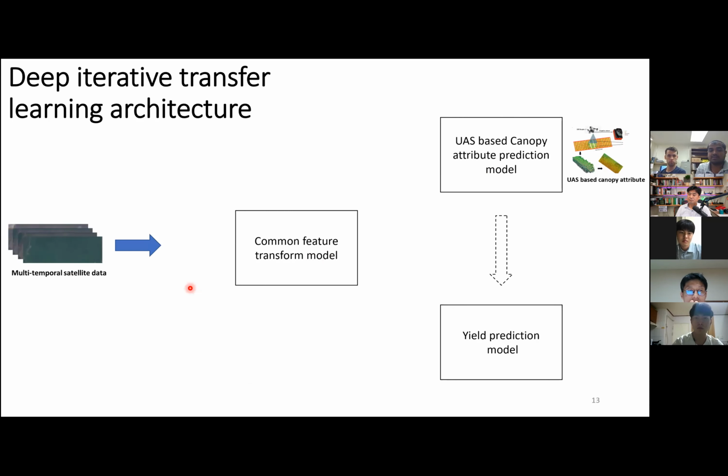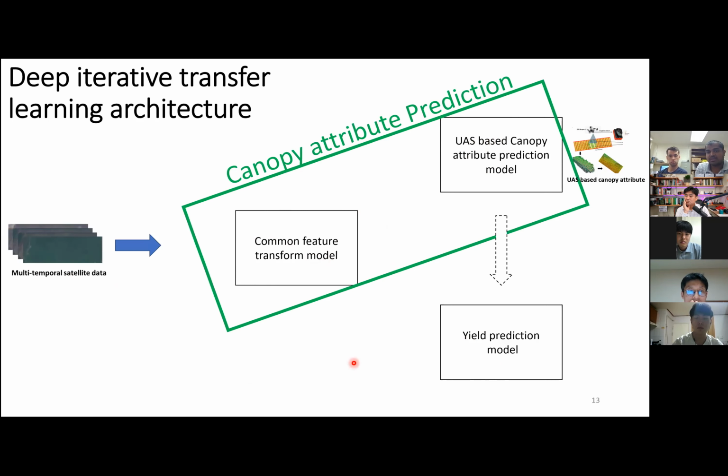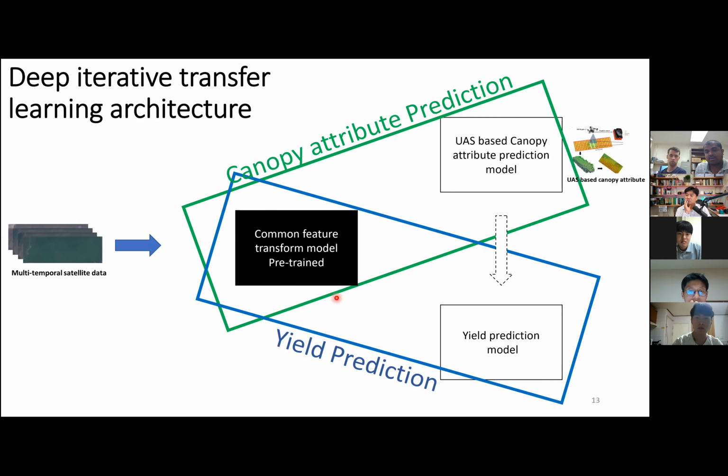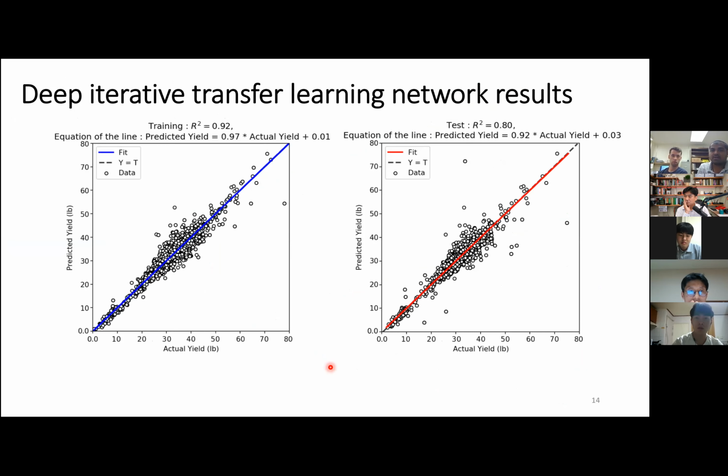With the second approach, we have three major components where only the satellite data is provided as input, and then we have some layers of neural networks that we're calling the common feature transform model. Then it branches out in two different directions. One target is UAS-based canopy attributes, another target is the yield prediction model. So the idea is to train this direction first with the assumption that this feature transform model will be pre-trained, and to take advantage of this pre-trained neural network to help improve the yield prediction accuracy. The results are even more impressive with a test R square of 0.8.